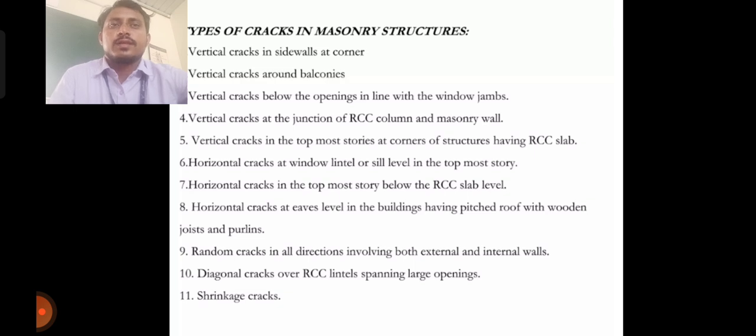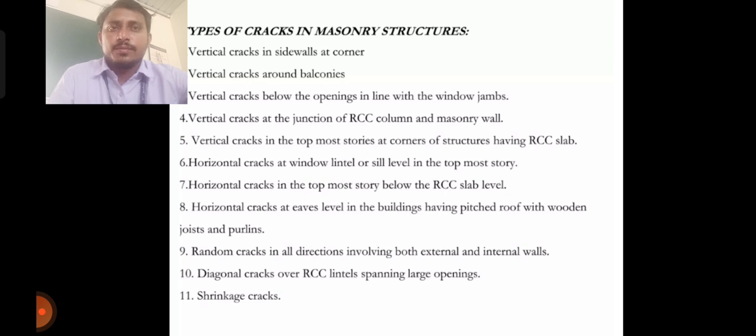Types of cracks in masonry structures. Up to now we discussed the types of damages and cracks present in concrete structures. Now, what are the cracks present in masonry structures? Various types of cracks are there: vertical cracks, horizontal cracks, diagonal cracks, shrinkage cracks, and random cracks. What type of crack is present at what location is identified based on visual observations and a lot of tests. First, vertical cracks.